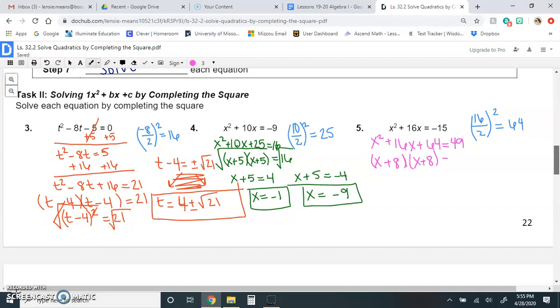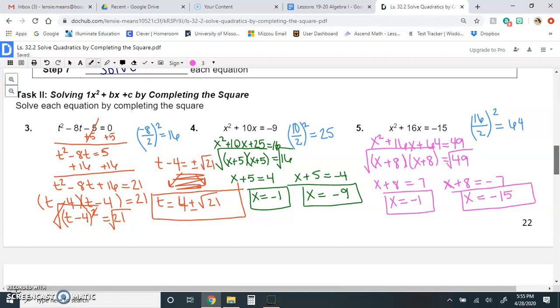Okay, and now I'm ready to square root both sides, of course, because what I do to one side, I have to do to the other. So I end up with x plus 8 equals positive 7, because that's the square root of 49, and x plus 8 equals negative 7. And then I'm ready to solve. So I'm subtracting 8 from both sides. Subtracting 8 over here will give me a negative 15. So here are my two answers, nice pretty integers, no messy radicals or decimals. And that quadratic also has two solutions, 2 zeros, 2 roots, 2 x-intercepts, whatever you want to call them.